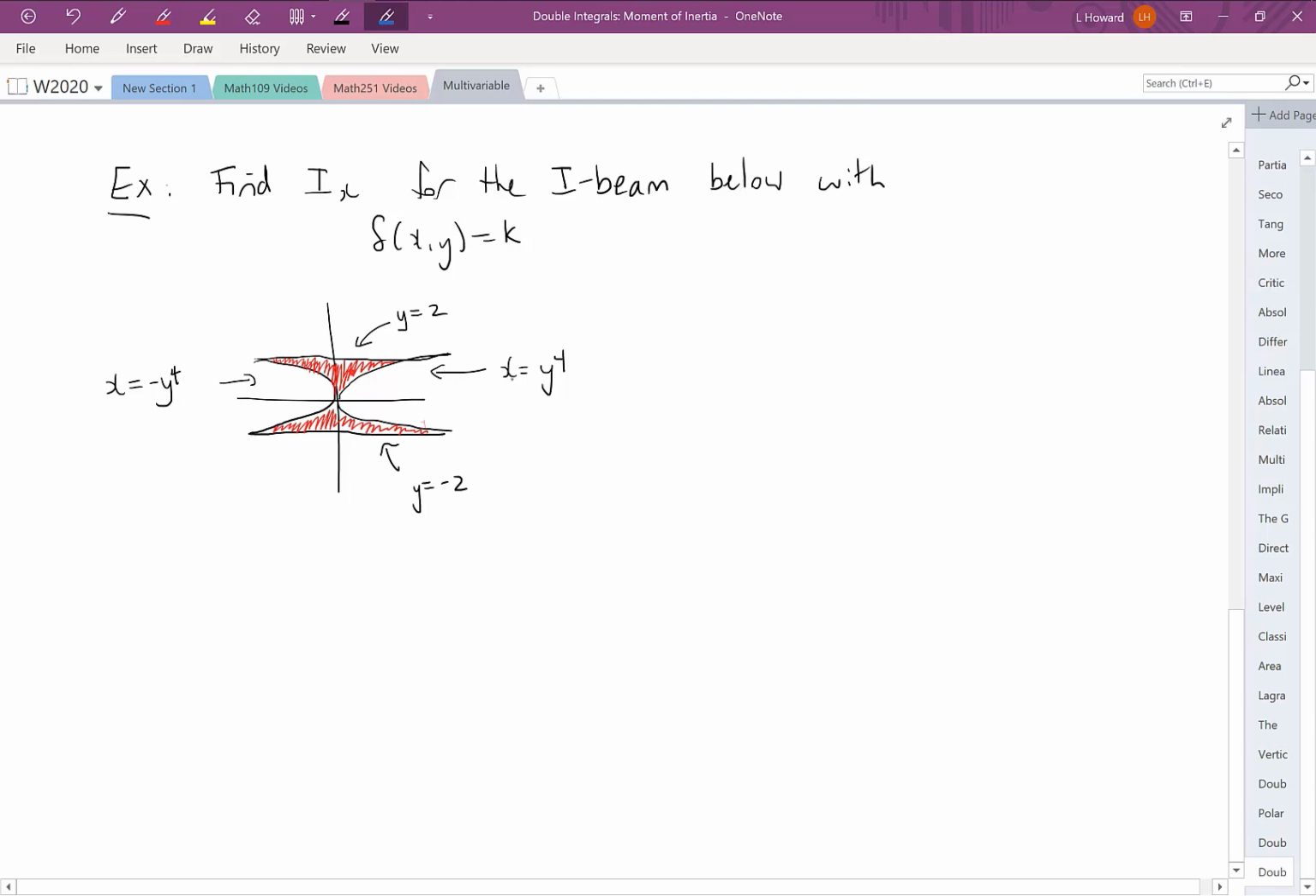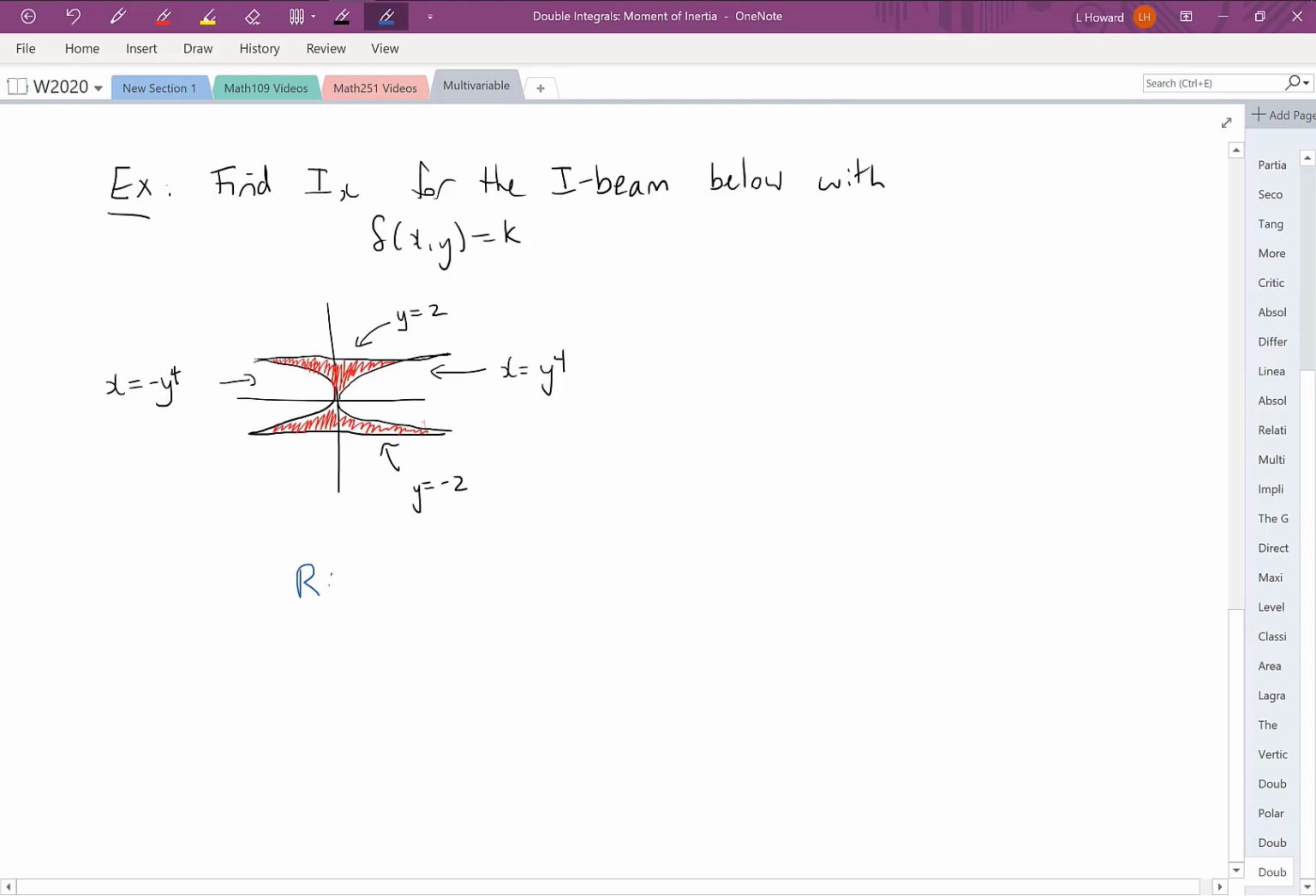So on the sides, we've got x equal plus or minus y to the fourth. And at the top and the bottom, we've got y equal plus or minus 2. So let's think about our region R. We're going to need to do a double integral over this region. So you could consider using polar coordinates, or if you wanted to do rectangular coordinates, x, y, then we need to think about whether vertical or horizontal slices would be appropriate.